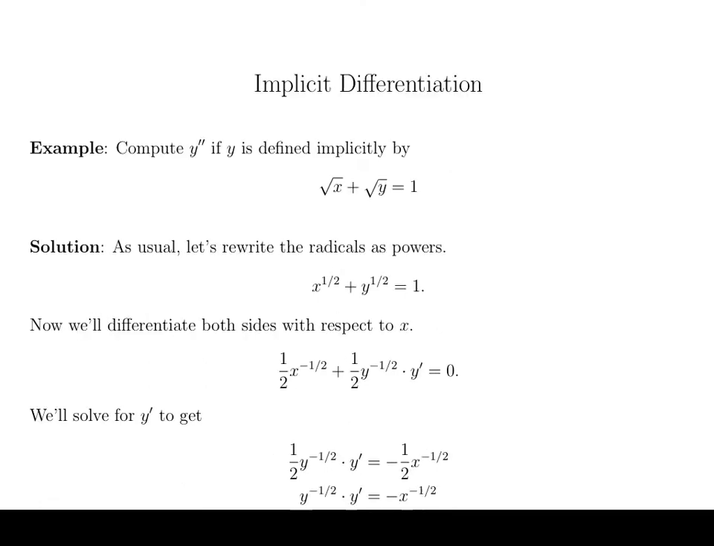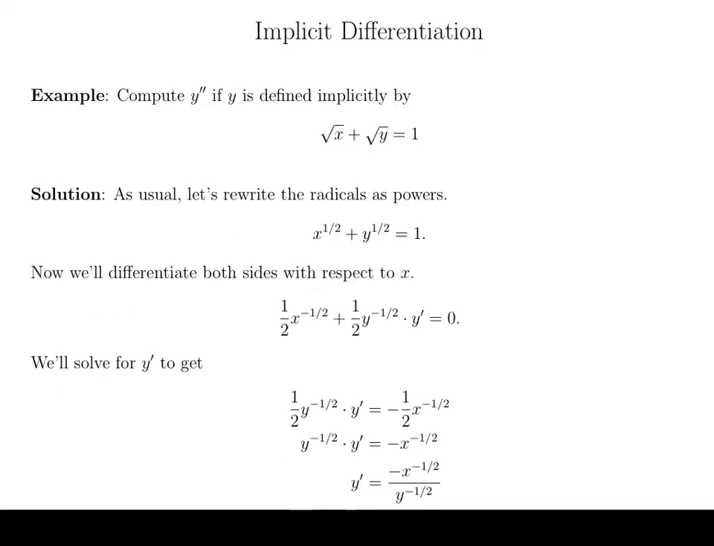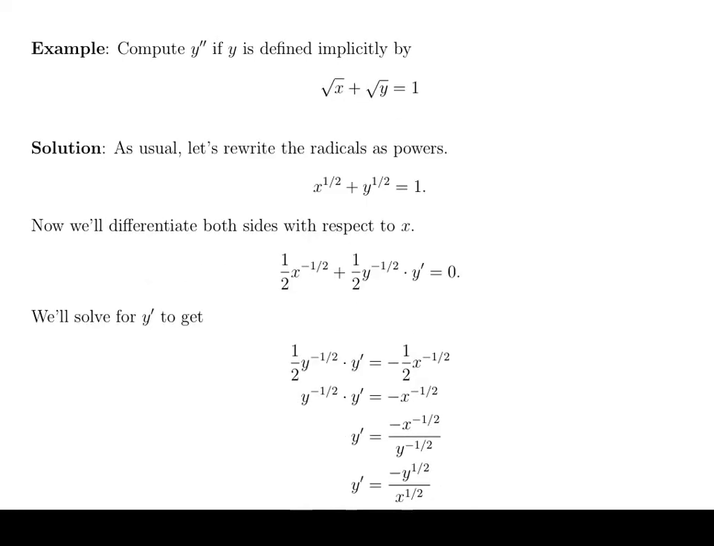We're going to multiply both sides by 2, get rid of those fractions. Keep in mind what we're trying to do. We're trying to solve for y prime. So we divide both sides by y to the negative 1/2 to get this expression. I don't know if anybody cares, but I don't like those negative powers. We can change that up. And so we can move things around to get it to look like this.